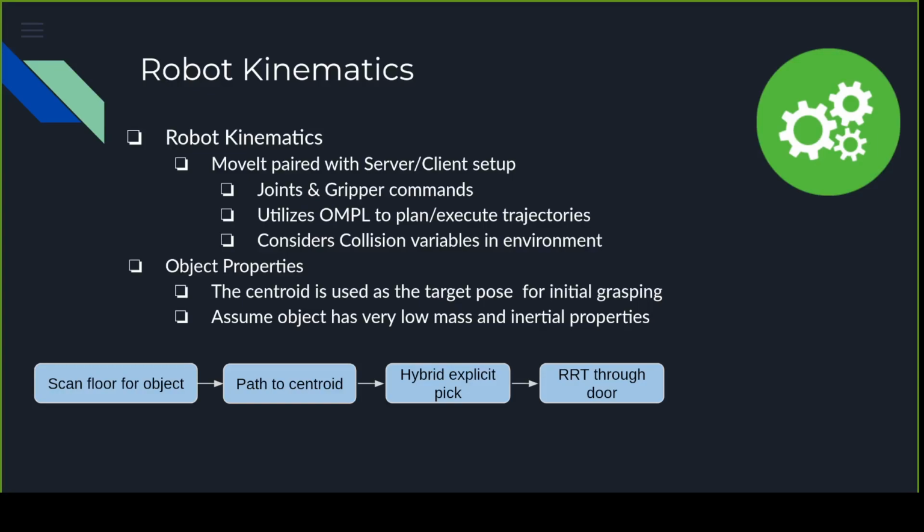Finally, our object properties. We assume that the centroid is going to be used as a target pose for the initial grasping, and we also want the object to have low mass and small inertial properties, so that the arm isn't picking up anything too heavy and we won't have any weird effects that we aren't expecting. So this process scans the floor and finds the centroid. It picks the object up just a little bit so that it doesn't drag it along the floor, and then it does an RRT algorithm through the door, which is what MoveIt utilizes.